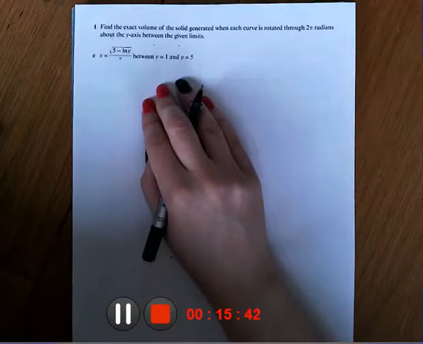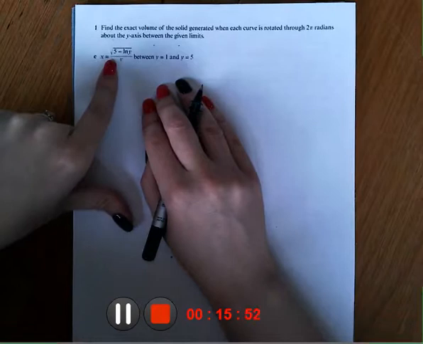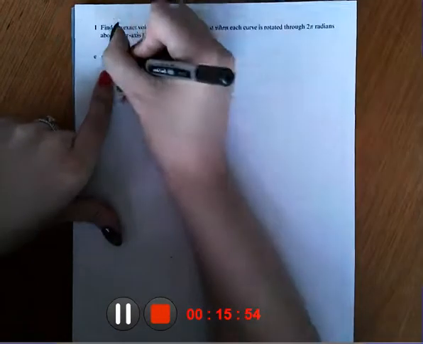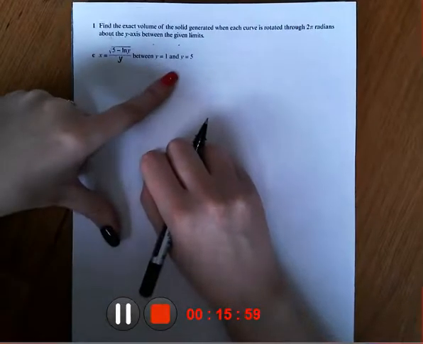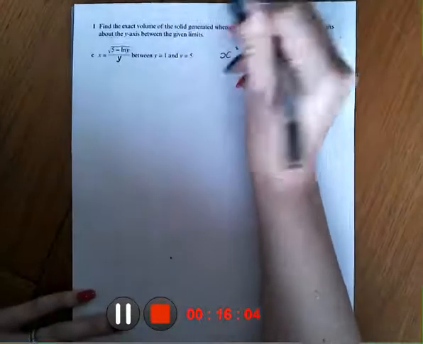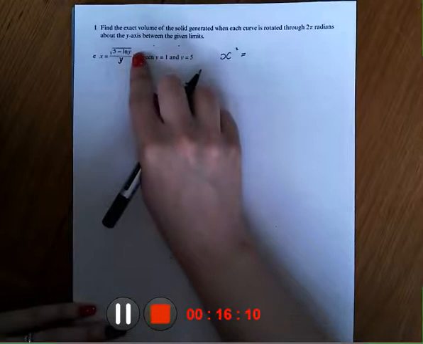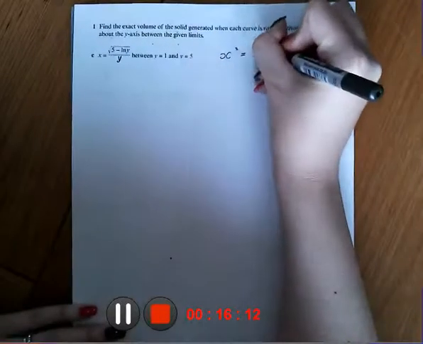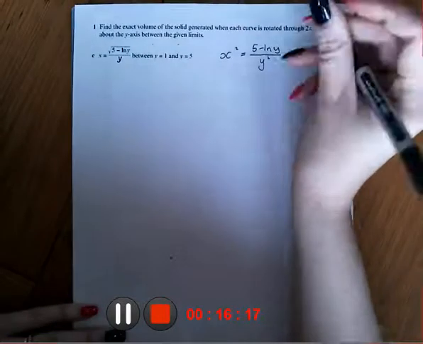So find the exact volume of the solid generated when each curve is rotated through 2 pi radians about the y-axis between the given limits. So this is x equals the root of 5 minus ln y all over y. So that hasn't printed very well because obviously my printer's going, apparently. Between y equals 1 and y equals 5. So obviously the first thing I want to do is x squared. When I square a fraction, I square the numerator and denominator separately. So the square of the numerator is obviously just 5 minus ln y, and then y squared is y squared.